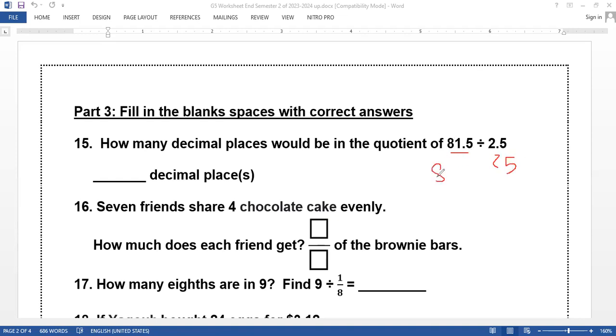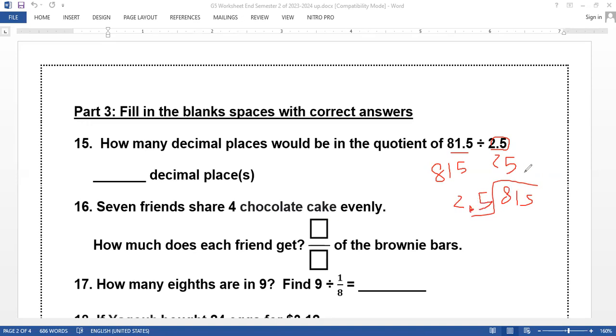It becomes 815 divided by 25. So the decimal here is not allowed, so I move the point to the right one step, and I move the point to the right one step in the dividend. So 815 divided by 25. Let me make a long division. 815 divided by 2.5, or 25, I'm sorry.